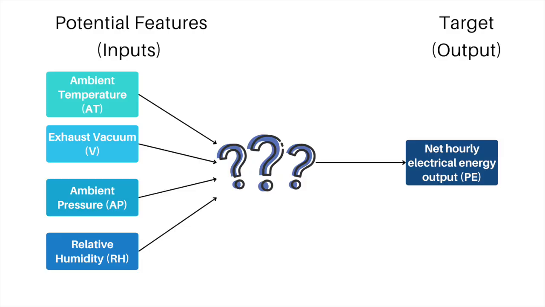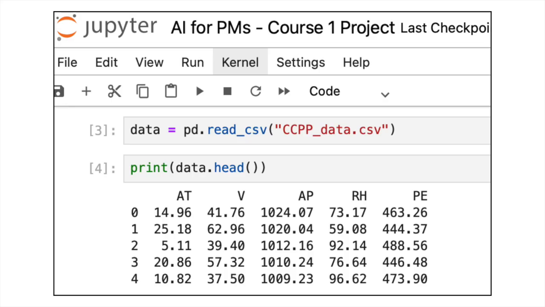Ready? Let's go. For this project, we're working with 4 key environmental readings: ambient temperature, exhaust vacuum, ambient pressure, and relative humidity. The target variable is energy output, PE. Our goal is a predictive model that's accurate, interpretable, and efficient. I started by visualizing relationships in the dataset. Here are the first few observations.